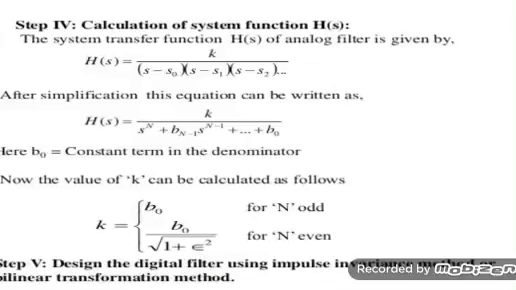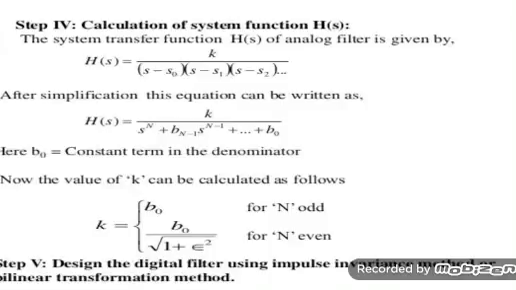Calculation of system function H of s. The system transfer function H of s of analog filter is given by H of s equal to K by (s minus s0) into (s minus s1) into (s minus s2) so on to (s minus sn). After simplification, this equation can be written as H of s equal to K by (s to the power n plus b(n minus 1) into s to the power n minus 1 plus so on to b0). Here b0 is the constant term in the denominator.